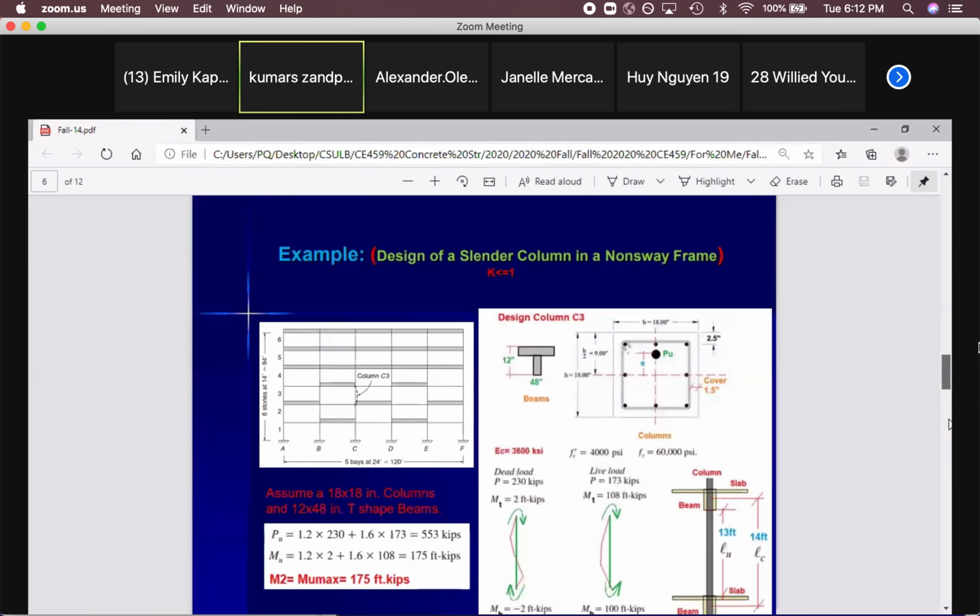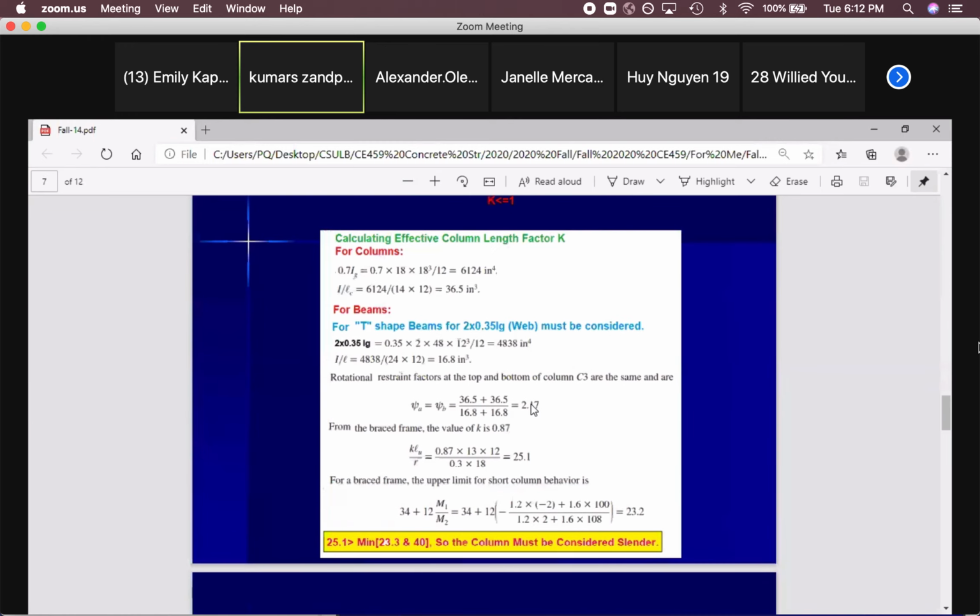Okay. Based on CA and CB, for this case, we went to that chart and we read K equal 0.87. This is correct. Why? Because it's less than 1. If it's more than 1, it was wrong. It means that we used the wrong chart. Then calculate K LU over R. What is R? 0.3 times H. H is parallel to E, or perpendicular to the bending axis.